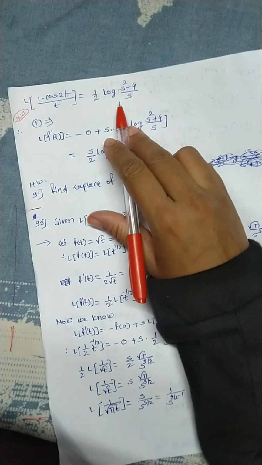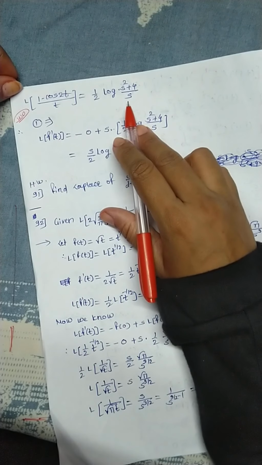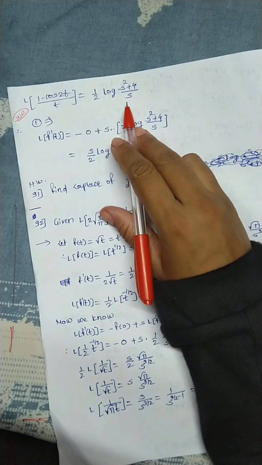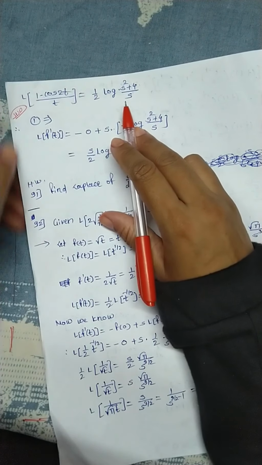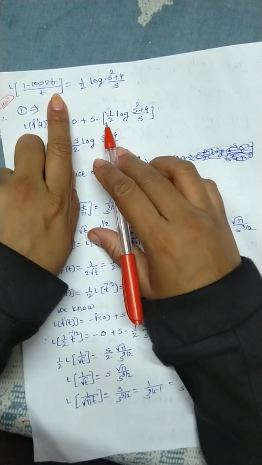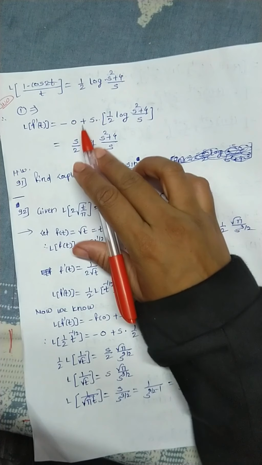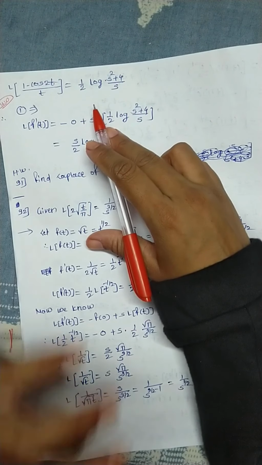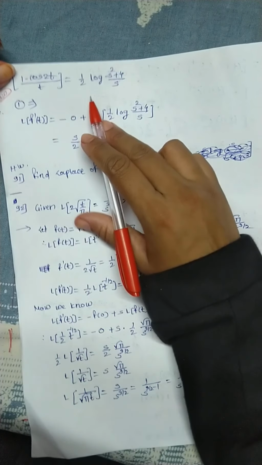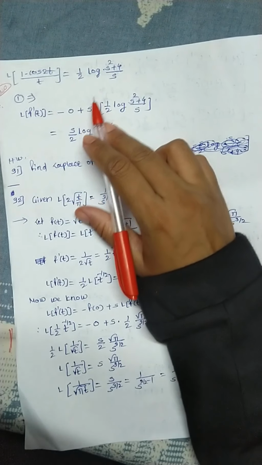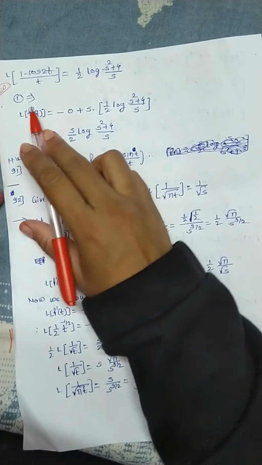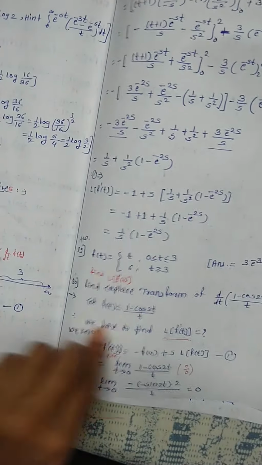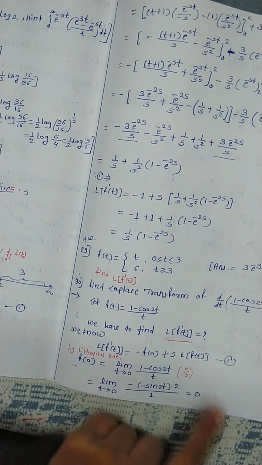The answer for this is 1 by 2 log of (s square plus 4) upon s. We have already solved this in earlier examples. Just go through that. The Laplace of this function is this answer, okay? You have to solve this, okay? Don't write it as it is in sections, in assignments. Therefore our answer is from equation number 1. Put all these two values here. What we get?